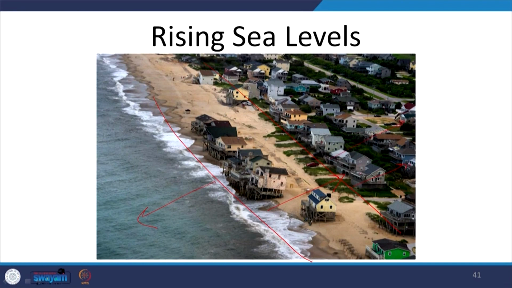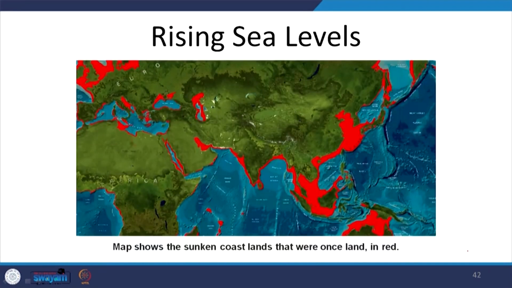This particular map very clearly shows that these areas were once land, and this is further continuing. If the sea levels continue to rise, more and more of the land will become submerged and will not be available for human habitation.